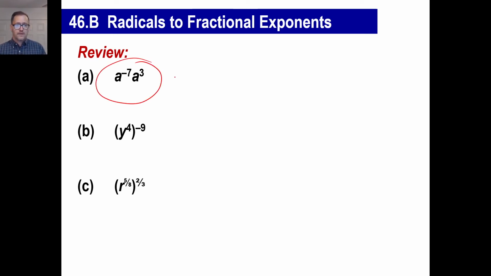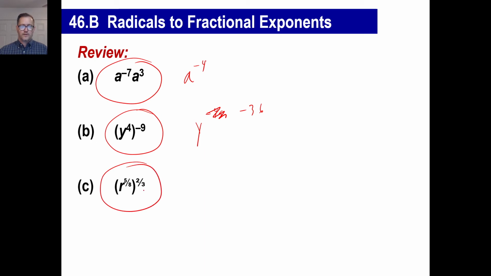What is a to the 7th times a to the 3rd power? What is it? A to the what? 10th. Okay. How about this one? Y to the 4th brought to the -9 power is y to the -36 power. Okay, and here's a weird one. R to the 5/8 brought to the 2/3 is r to the 10 over 24. You can reduce that to 5 over 12 if you want. So in other words, r to the 5/12th power. There you go. You there?